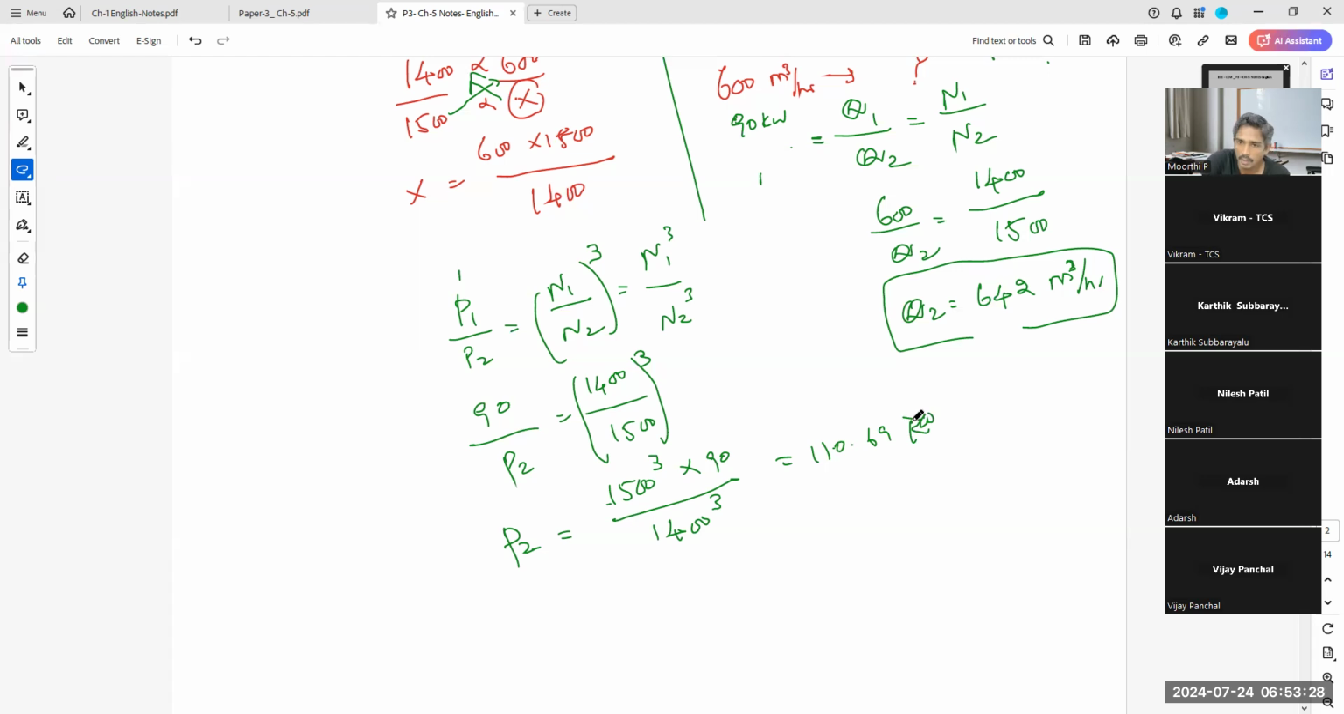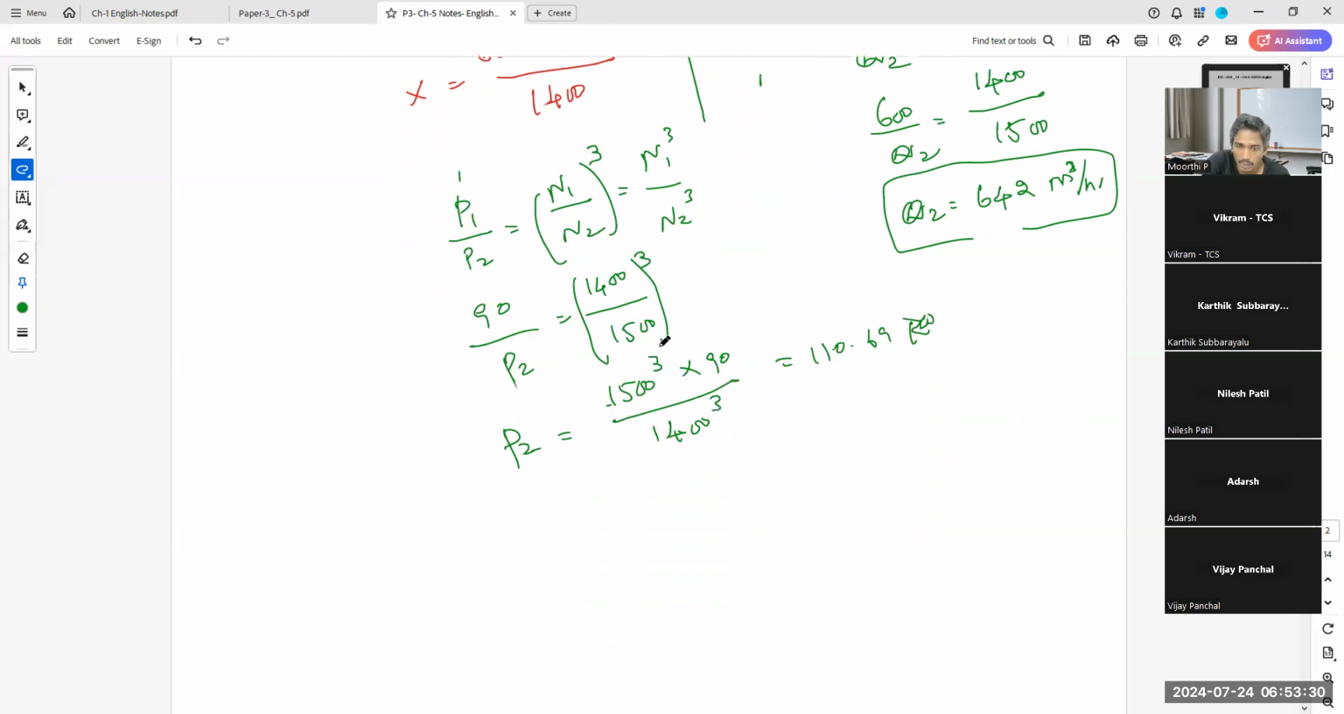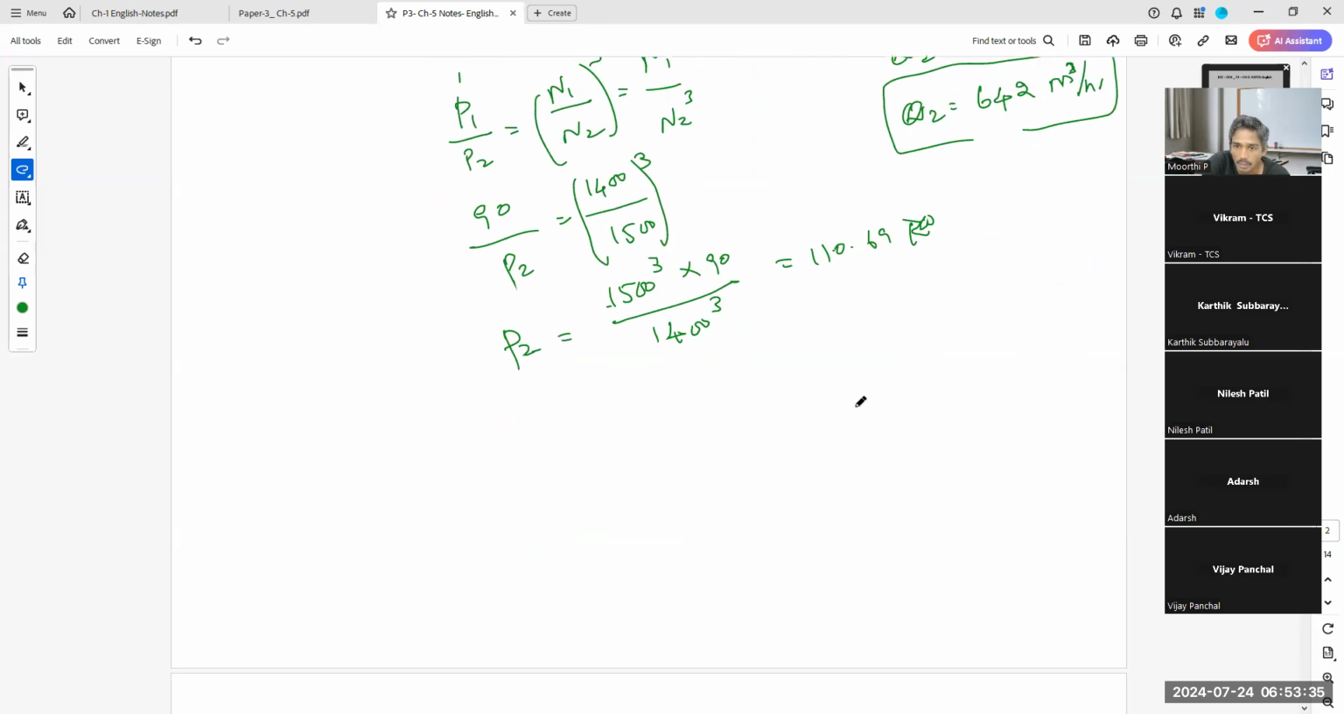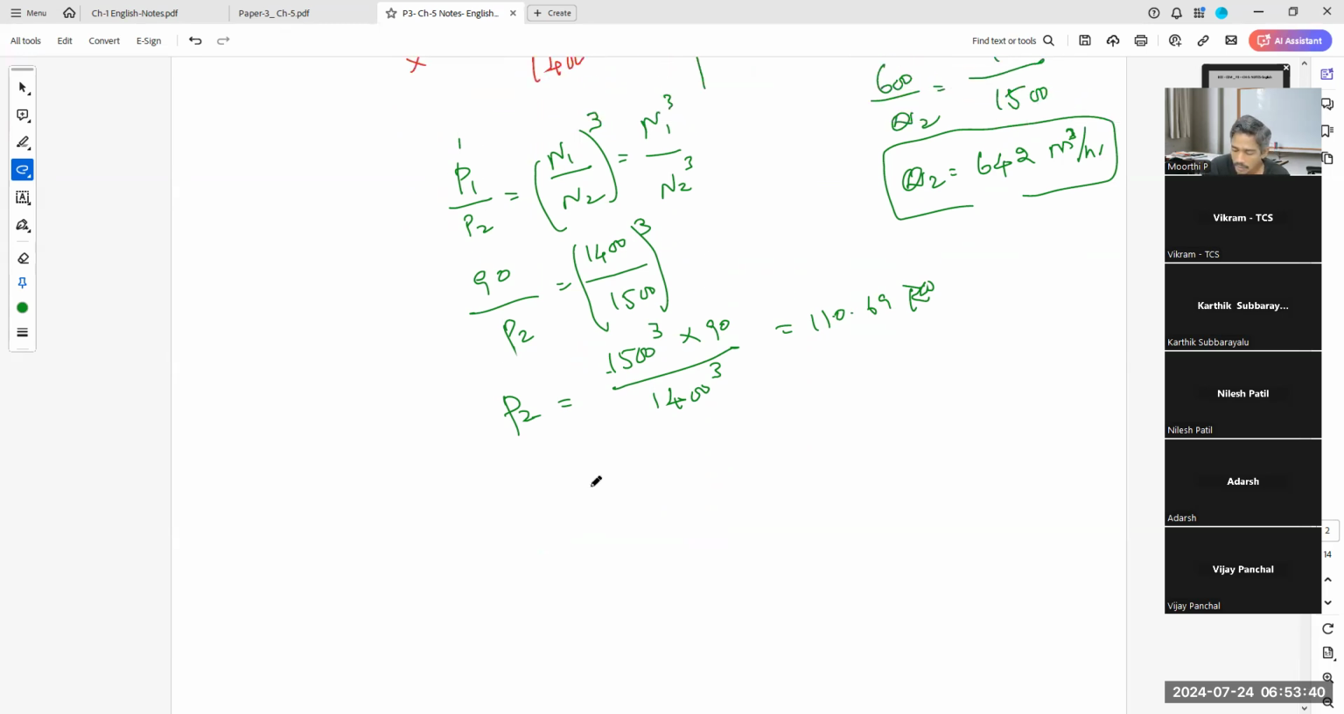If you easily remember this formula, very quickly remember this formula, always they are asking P2 or N2, second stage, always improving. You can write the formula in a direct way. How to write it directly? P2 divided by P1, na? Always we want to find out P2. So P2 is directly proportional to what? N2 cube, N1 cube, na? Understand?